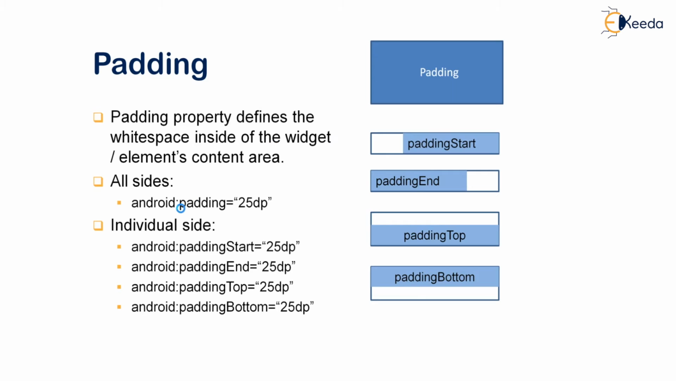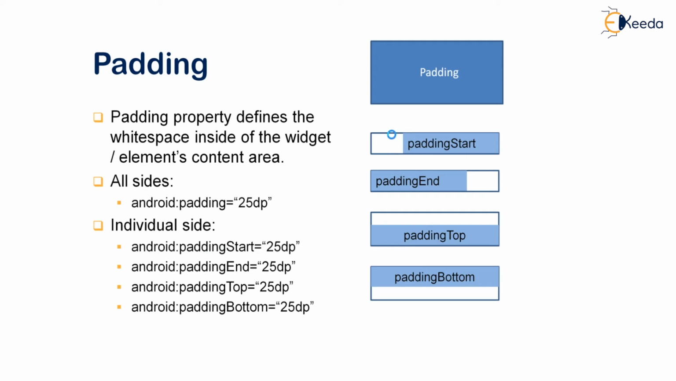Here we have different properties to set the padding. One is android:padding, which defines the white space on the sides of the content inside a view. Mostly we'll prefer this to work with text views and text alignments in a widget like EditText or any other address boxes and all. Individual side attributes are also available.